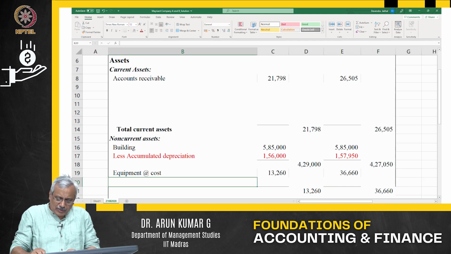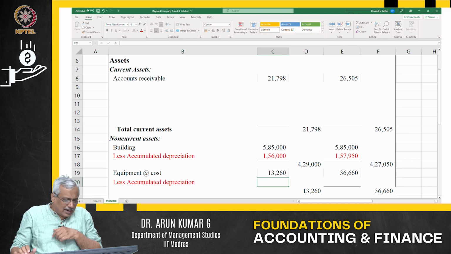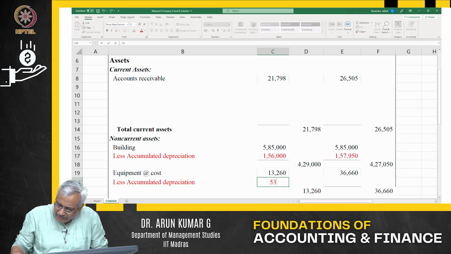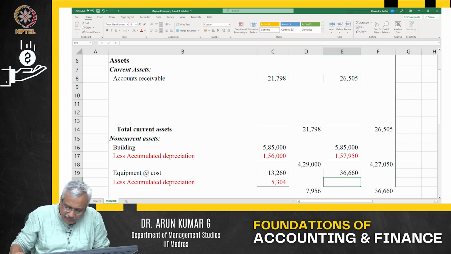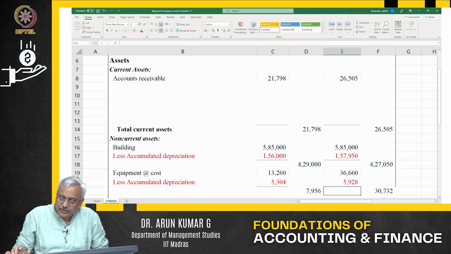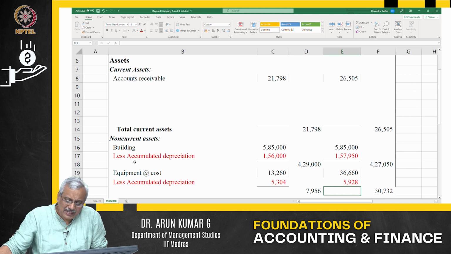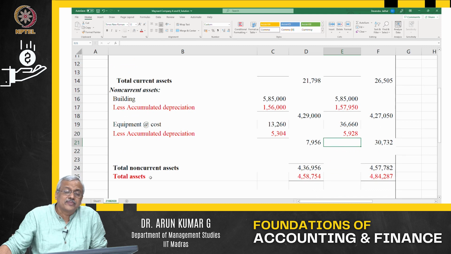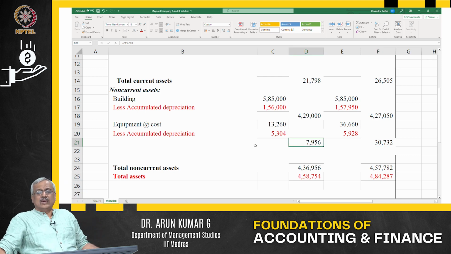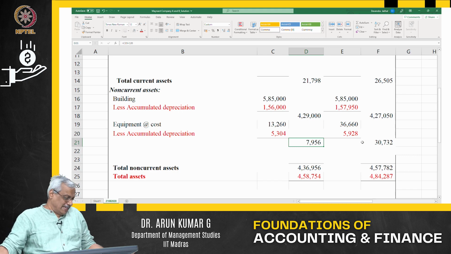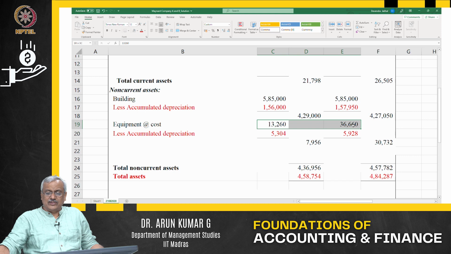On this there is accumulated depreciation. Less accumulated depreciation. What is the accumulated depreciation on the equipment? 5304, and then it is about 5928 in this case. So, what happens? The equipment is a non-current asset, as you can see in this particular case. This is the value as of 30th of June, this is the value as of 1st of June. How come it has increased? It has increased because you have made a purchase. That is where at cost, you can see the value increasing.